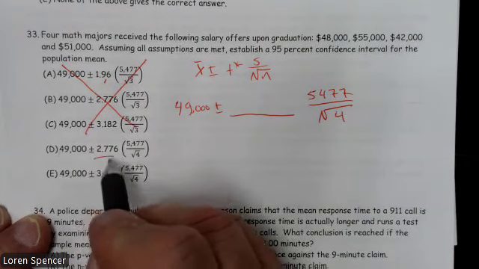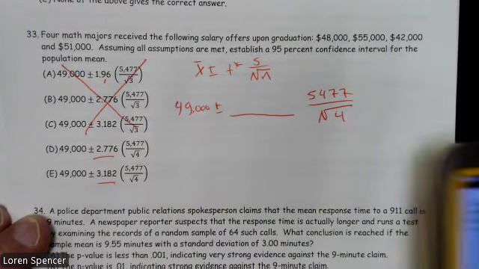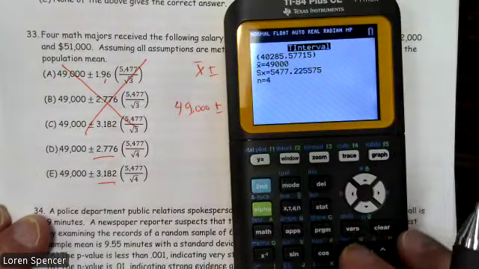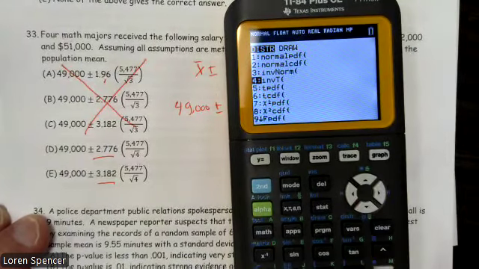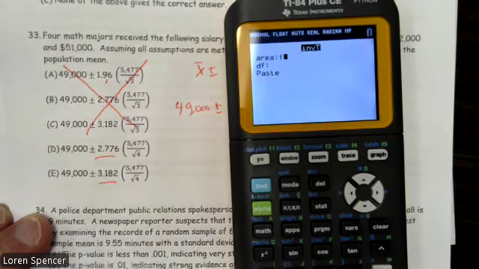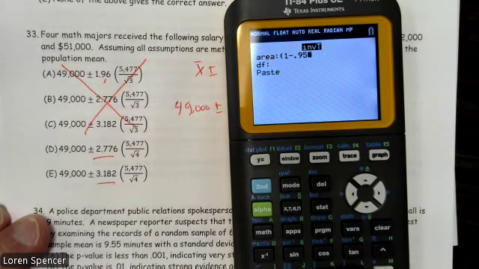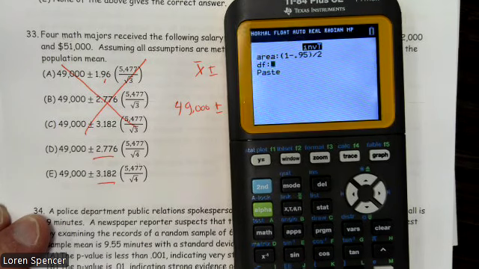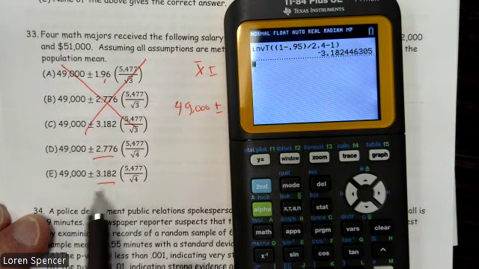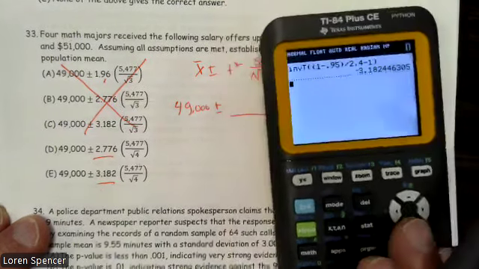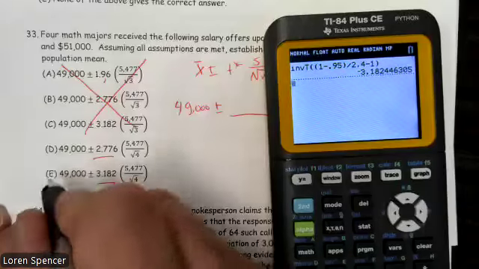So the question is, which one of these is the right T star? So second vars, inverse T, parenthesis, 1 minus 0.95, close parenthesis, divide by 2, degrees of freedom, 4 minus 1. And we end up with 3.18. So our answer choice for 33 is E.